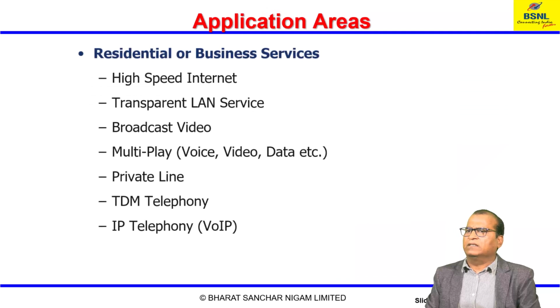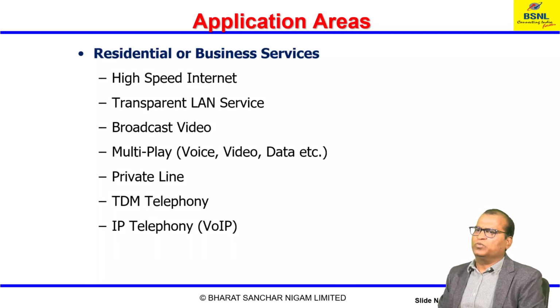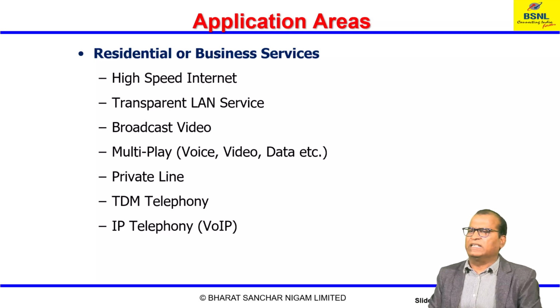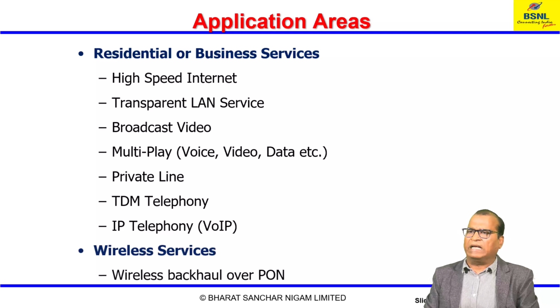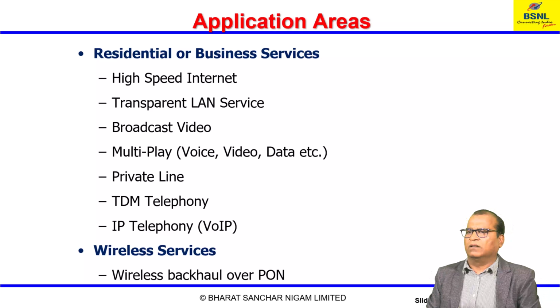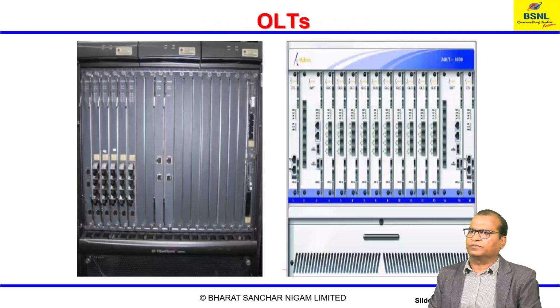Application areas. The FTTH network can be used for all types of applications, like high-speed network, transparent line services, broadcast video, multiplexers, private line, telephone, TDM telephony, IP telephony, as well as wireless backhaul over the passive optical network. This means we can connect a BTS, like a 3G BTS or 4G BTS, via the OLT to the core network. So it can be used for wireless backhauling also.